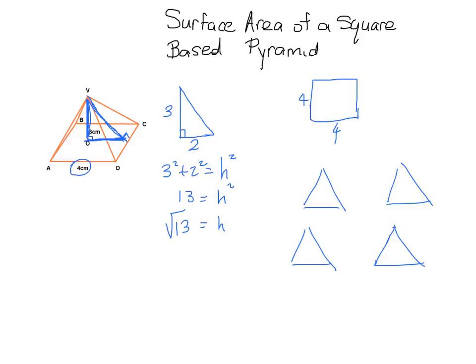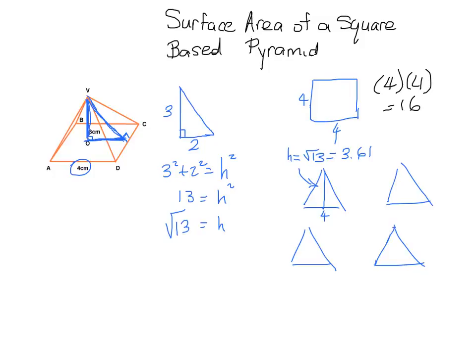So let's label that in here. Base of 4 and height of root 13. All right, and if you want to work with a decimal, that's fine. The decimal is approximately equal to 3.61. So we'll work with that. All right, so the area of our square is 4 times 4, because any area is length times width for a rectangle or a square. So 4 times 4 will give us 16.